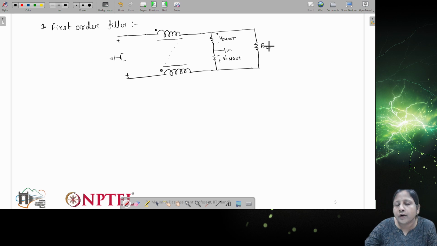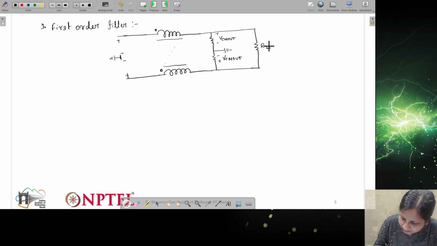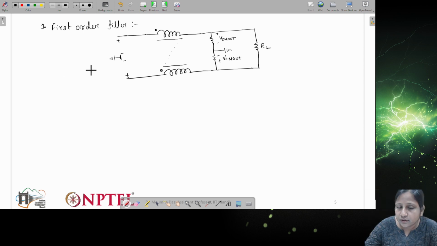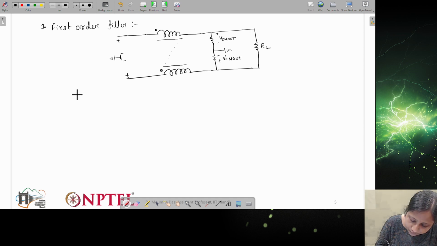Now how to find out the value of this inductance, like common mode choke inductance? So how to design that? In order to design that, we can find out what will be the inductance required for any particular system. So inductance means the mutual inductance we are talking about here.